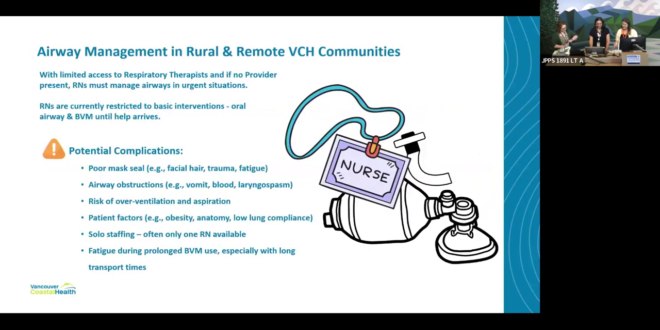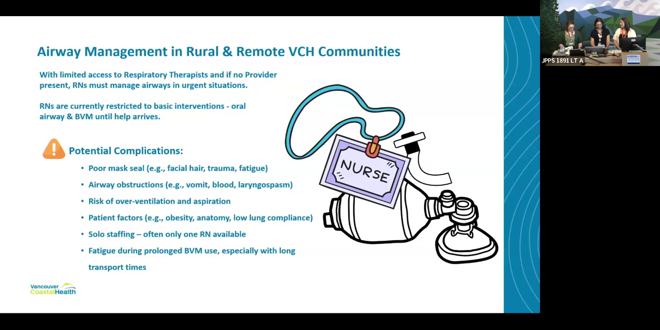So in VCH's rural and remote communities, limited access to respiratory therapists means that the management of an advanced airway falls to the point of care providers. When they're not available, nurses have to step in. And currently they're limited to basic interventions like inserting an oral airway and using the bag valve mask ventilation. And while manually bagging a patient can be life-saving, it's not without its challenges.